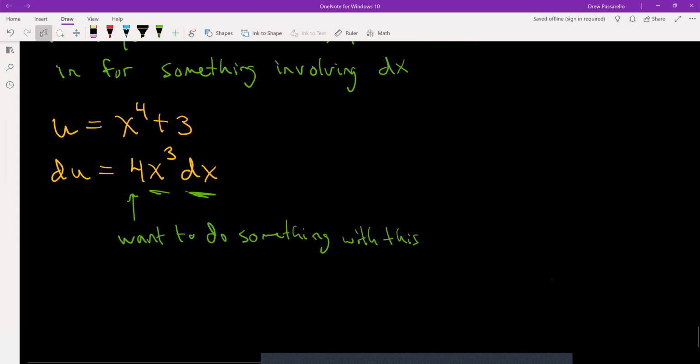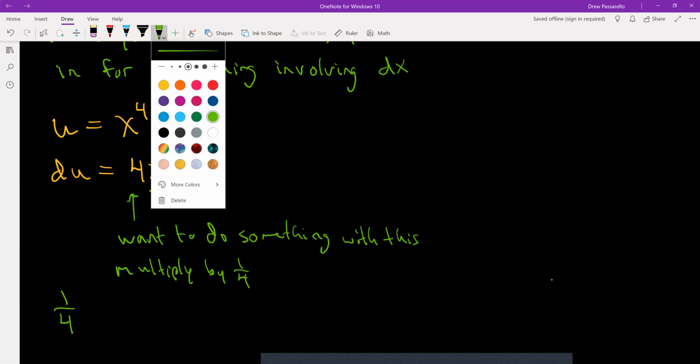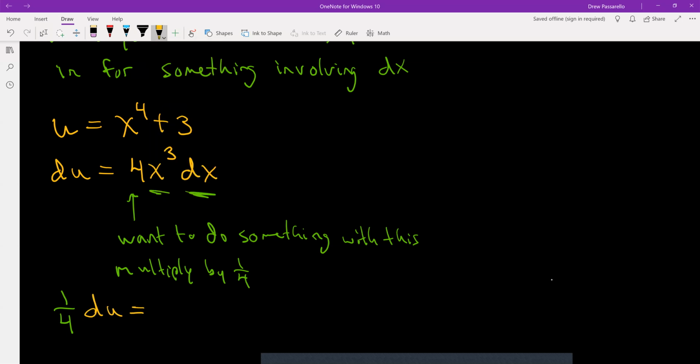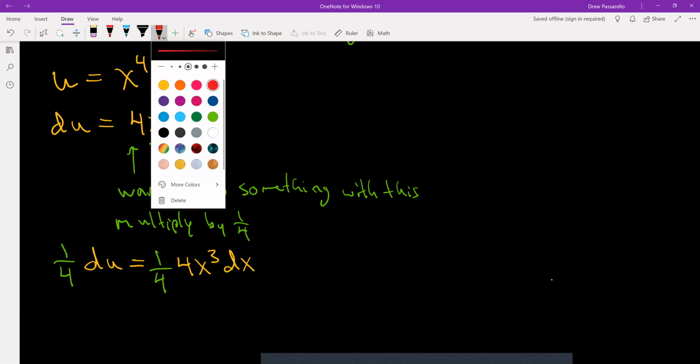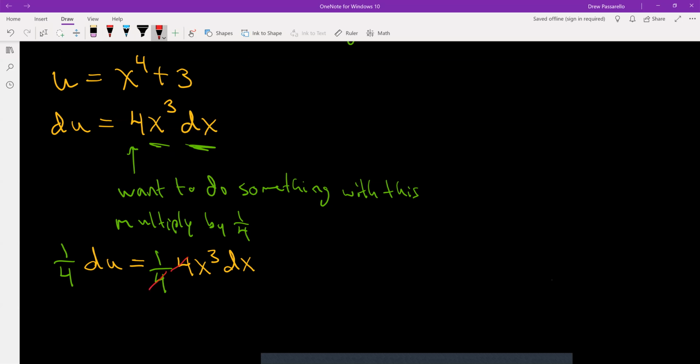Well, if I multiply both sides by a fourth, that's going to give me 1/4 du. And then a 1/4 times 4x cubed dx. So the 1/4 and 4 cancel each other out, so you just have the x cubed dx. So I have 1/4 du is equal to the x cubed dx. And the x cubed dx is what we have in the integral.